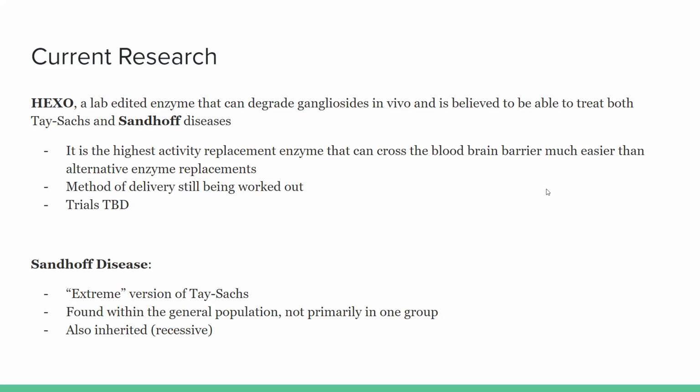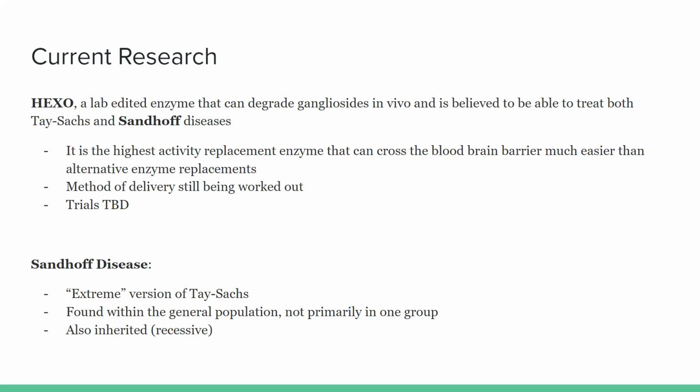It is the highest active enzyme, which means it's the most active. It's able to break down the most gangliosides and stay the longest. And it can also cross the blood-brain barrier, which is the problem with research into enzymes to cure things like this. Because the blood-brain barrier is well protected, it's really hard to cross. Hexo is special in that it can cross that barrier very easily. But the problem we're having is the method of delivery, the way in which it will be given to the child. Because of that, trials are not in session yet.